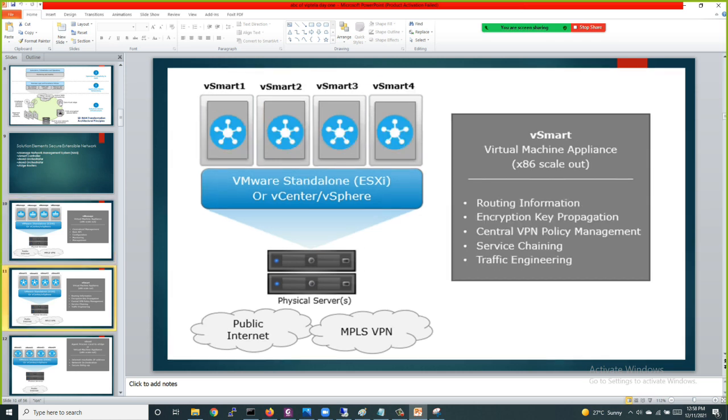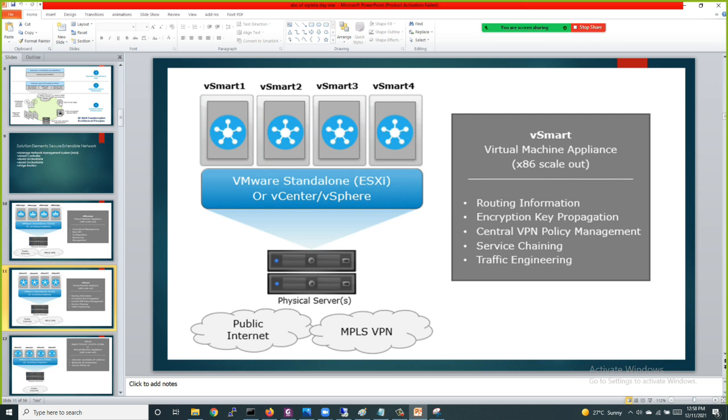we have vSmart, right? So vSmart deployment is also the same. These are virtual devices, always deployed on ESXi, right? Second thing, what is the use of vSmart? For exchanging the routing information, for traffic engineering, meaning path manipulation, for policies, for VPN policies.